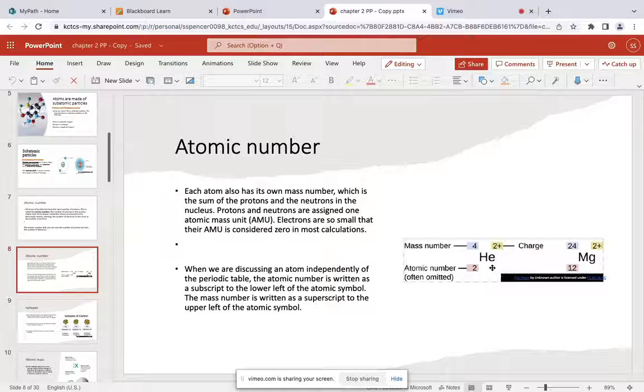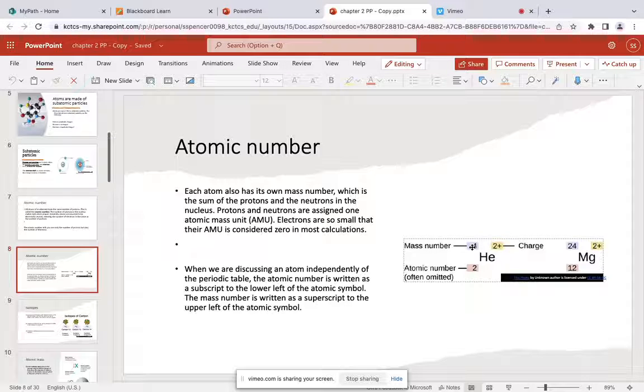So, for example, we were just talking about helium. Remember, helium's atomic number is 2. So we assume that it has 2 electrons as well, remember, because we want it to be electrically neutral, but it has 4 as its mass number. And whenever you see this written in this kind of configuration, the mass number is always located to the top left, and the atomic number is always to the bottom left.